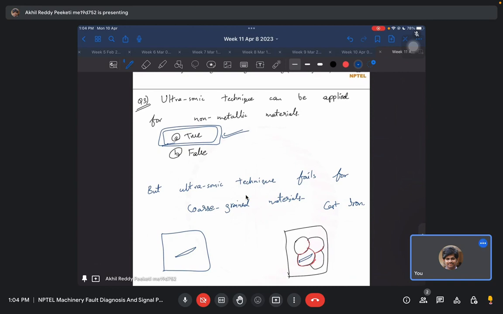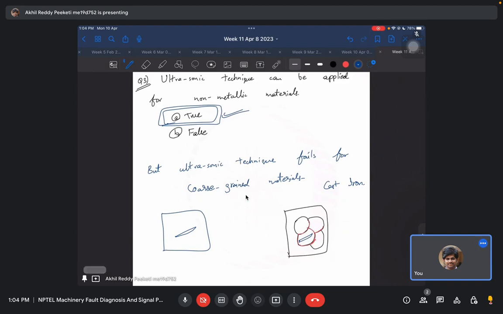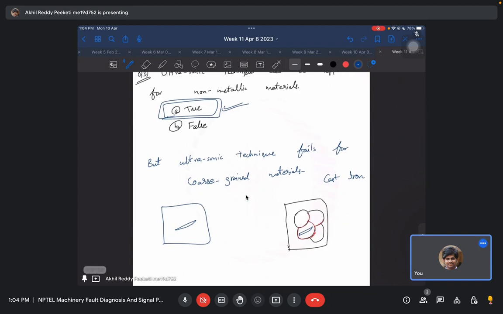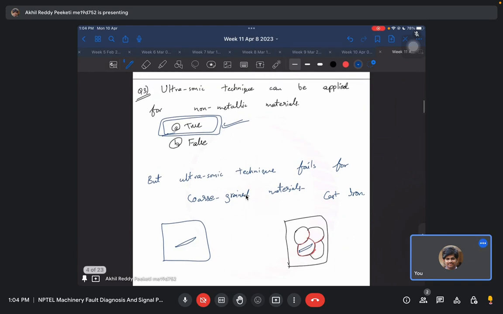Which of the following non-metallic materials, or can the ultrasonic technique be applied for non-metallic materials? Yes, it is true, but you can't apply it for coarse grained materials, for example, cast iron, because the special signature of the cracks could be overlapped with the edges of the grain boundaries of the grains, so it will be difficult to actually see the cracks in a coarse grained material. But it can be used for non-metallic materials because you are not inducing any current, so it doesn't have to be conductive, so you can use it for any non-metallic materials.